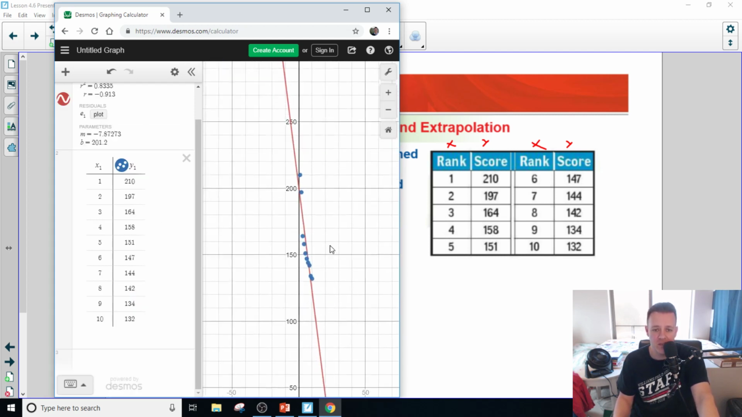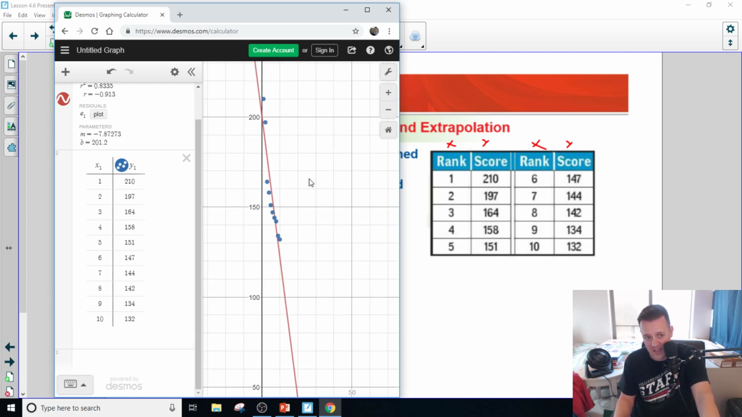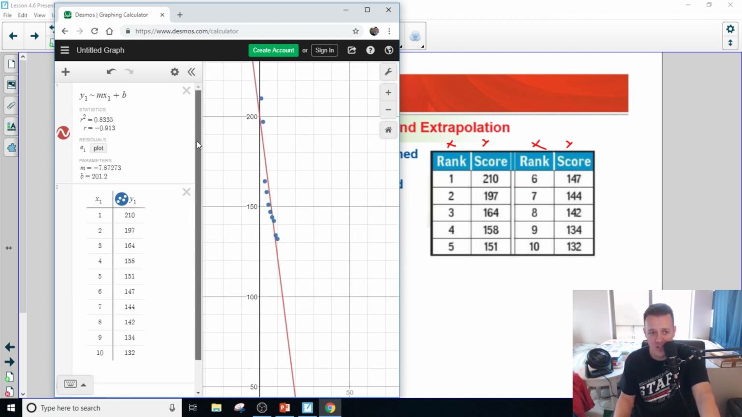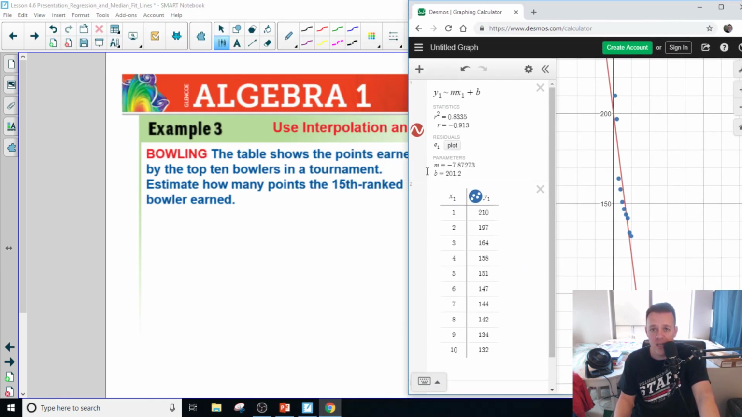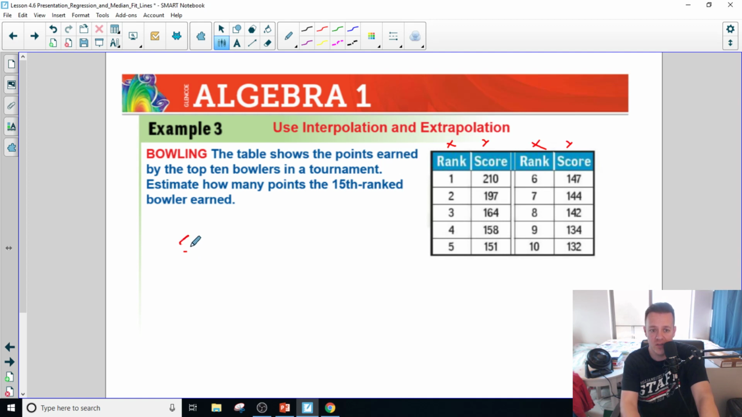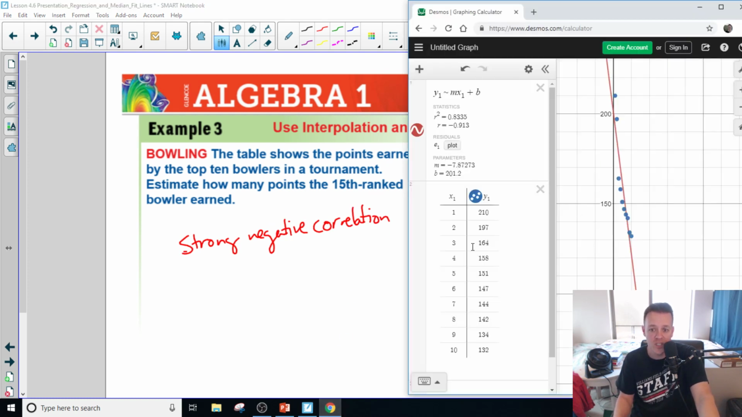All right, ladies and gentlemen, hopefully you're done. If you're not, go ahead and enter it in, just so you know how to do it. Now let's find out our correlation. Is this a positive or a negative correlation? Well, this is actually a very strong negative correlation. It's close to what number? -1. So that's what we're looking for. So we know it's going to be a strong correlation.